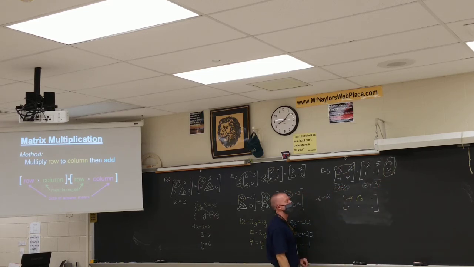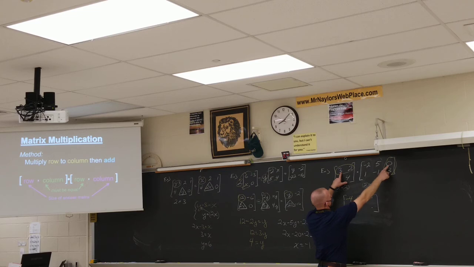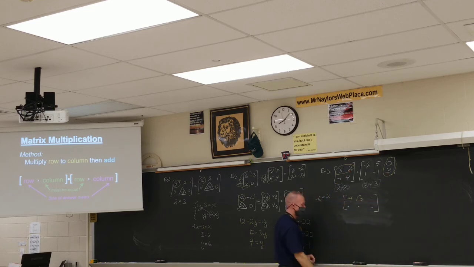Okay, and maybe at this point you kind of feel like you want to run with this. Don't let me hold you back. 3 times 0, 2 times 3. 3 times 0 is 0, 2 times 3 is 6. 0 plus 6.